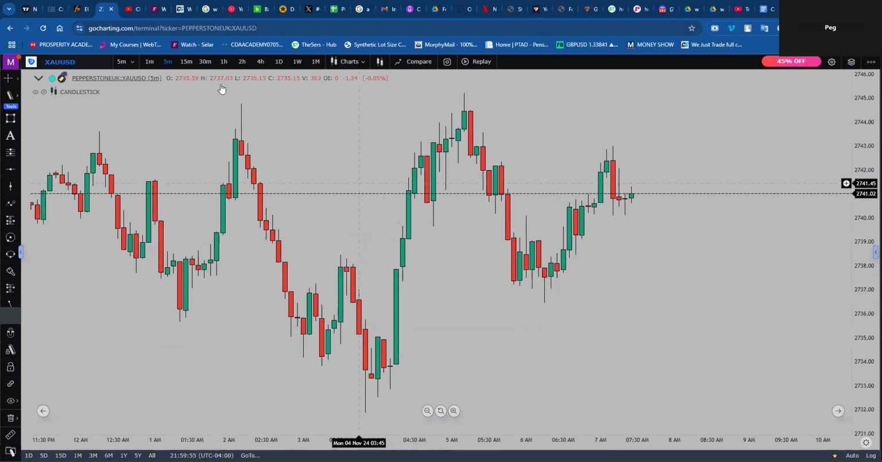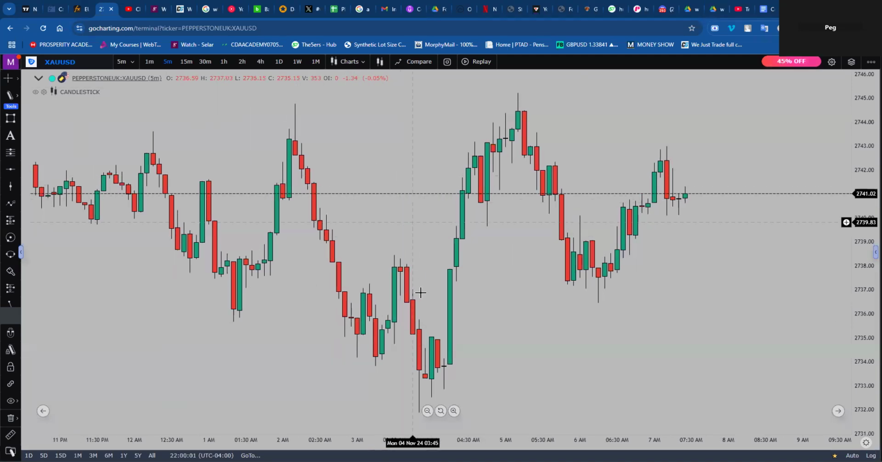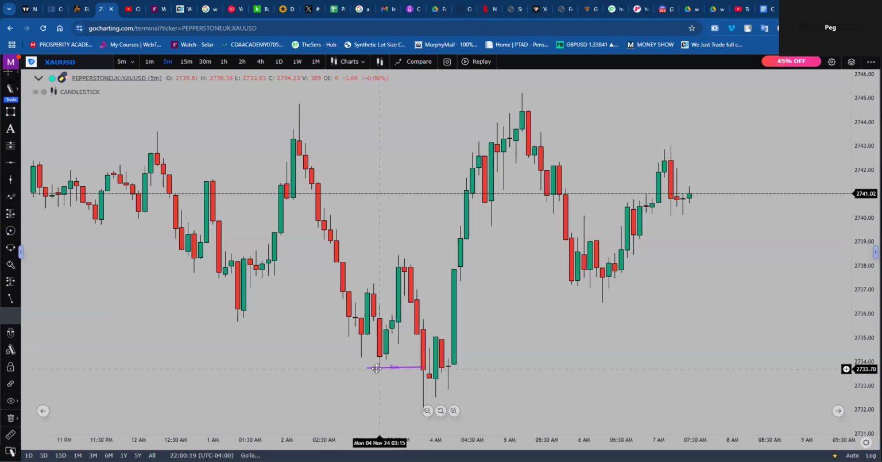This is a 5 minute chart of gold, for instance. Okay. So look at this sweep here. There's been a liquidity sweep here. There is a low. Look at this low. Can you see it? Yes.